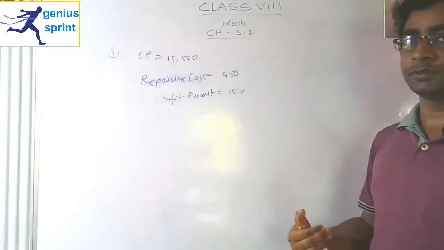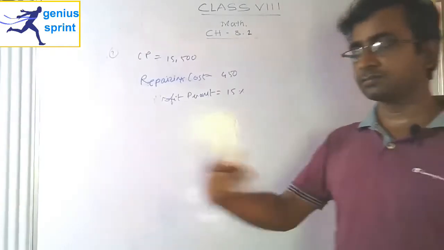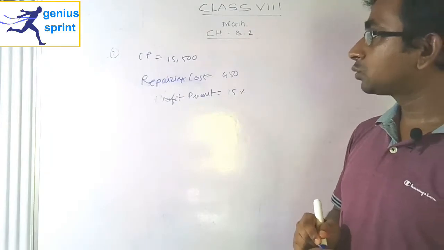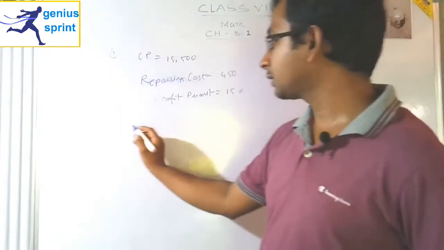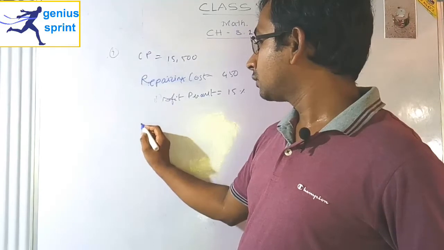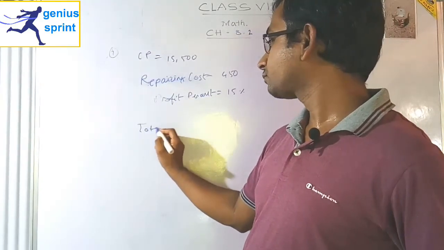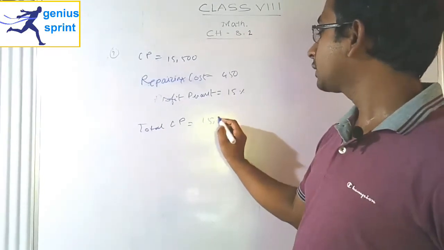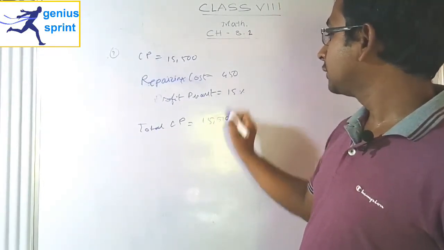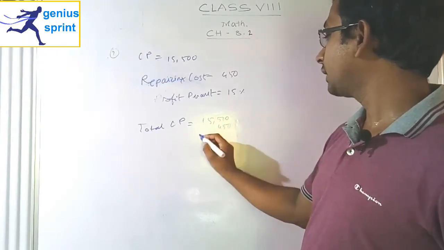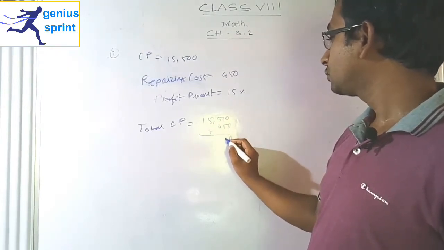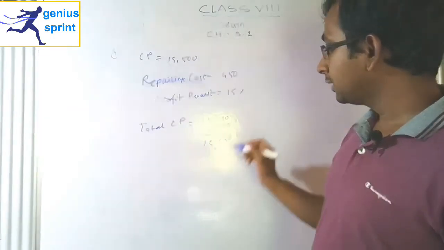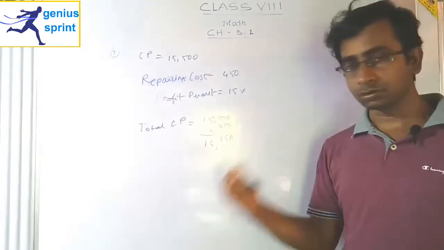After that he will gain by selling this article. So first of all we have to find his total cost. So right here, total cost price, or total CP, is equal to 15,500 plus 450. If you add these you will get 15,950. It is 15,950, his total cost price.